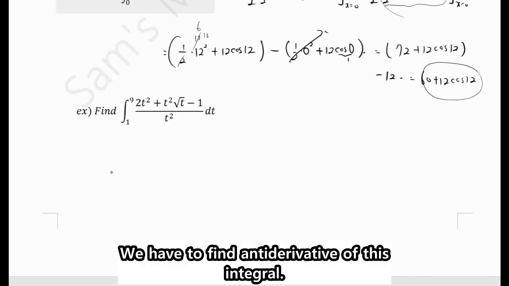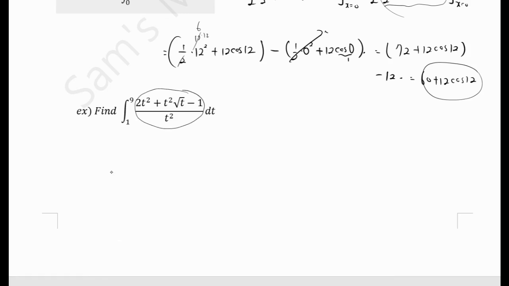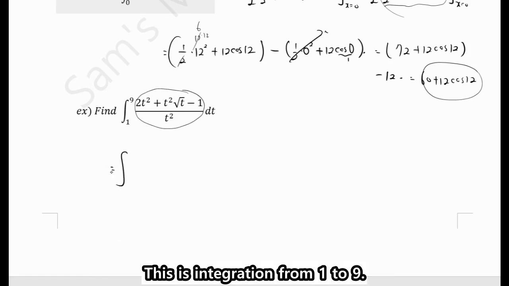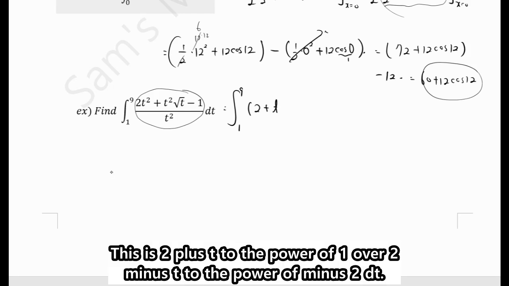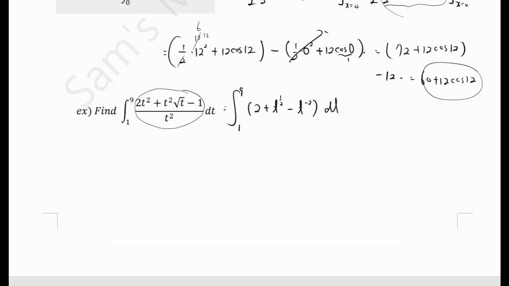The next example is a definite integral. So we have to find the antiderivative of this integrand. This is the integral from 1 to 9 of 2 plus t to the power of 1 over 2 minus t to the power of minus 2 dt.